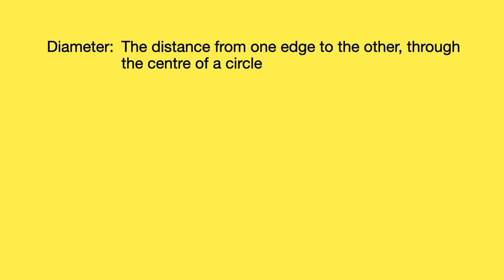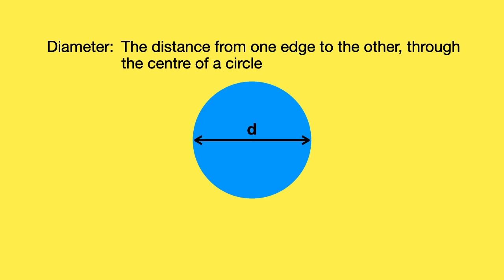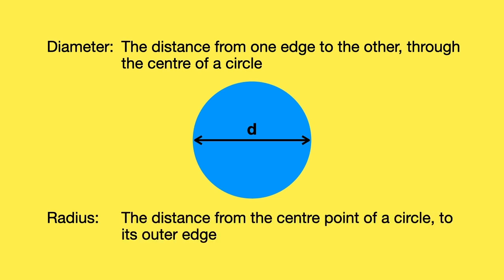Okay, so the next thing to be defined is the diameter of a circle, which is the distance from one edge to the other through the centre of a circle. So all of those lines that I just drew on in the previous slide were examples of a diameter. So it's just the distance from one edge to the other going through the centre, so the maximum distance across a circle, if you like. And similarly, the radius is actually just half that distance. So it's the distance from the center point of a circle to its outer edge. So you can see there that D is for the diameter across the whole circle, and R is for the radius, which is just half of that.